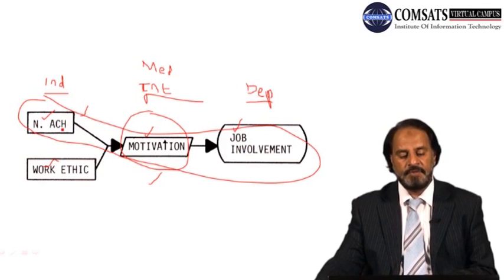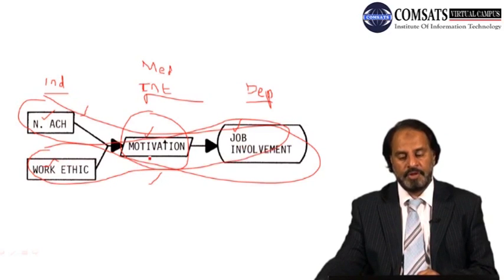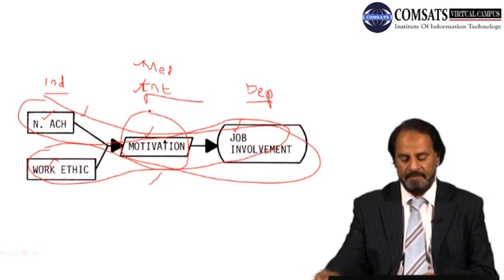We could say the need for achievement is mediated by motivation, and it influences job involvement. Similarly, we're saying work ethics is transformed into motivation, which then affects job involvement. So for this kind of relationship, we want to see if there is a mediation effect, or an intervening effect.